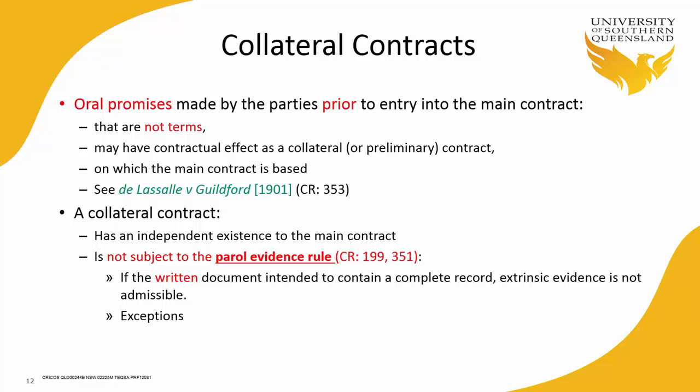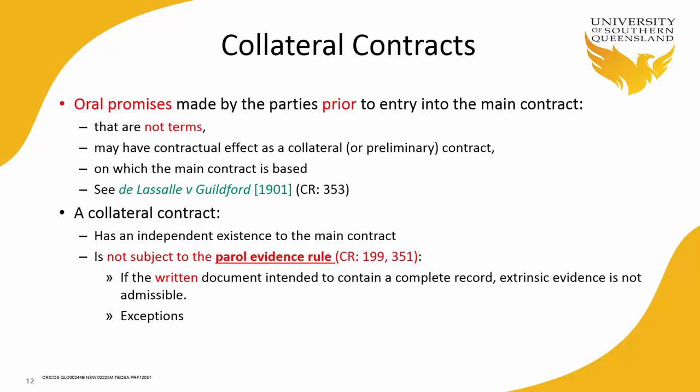is in fact part of a collateral contract that came before the main contract, of which this statement is not a term, right? So this would give you the ability to say that there was a collateral contract, and the collateral contract was that it led to entering into the main contract. Okay, so oral promises made by the parties prior to entry into the main contract that are not terms, so they are promises but they are not terms, may have contractual effect as collateral or preliminary contract on which the main contract is based. Okay, and you'll find an example there in the case of De La Salle and Guildford on page 353.